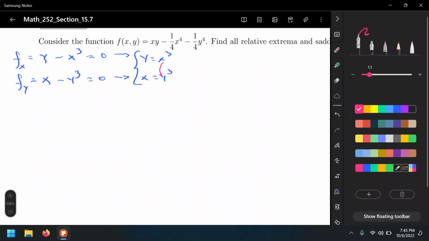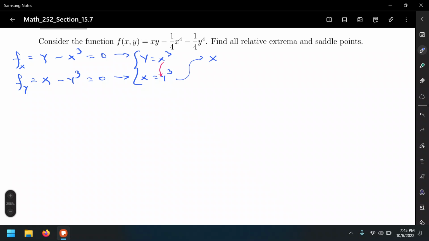So, we're going to plug it in here. That's going to give us the following equation. That's going to become x equals the quantity y, which happens to be x cubed, and then cubed that x cubed. That's going to be x equals x to the 9th, and in this case, that's going to give us x minus x to the 9th equals 0.